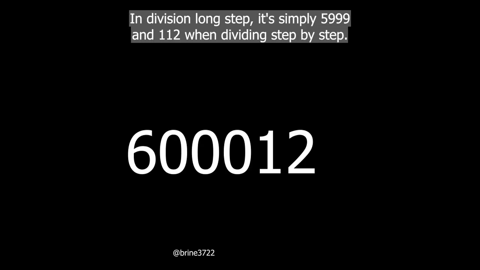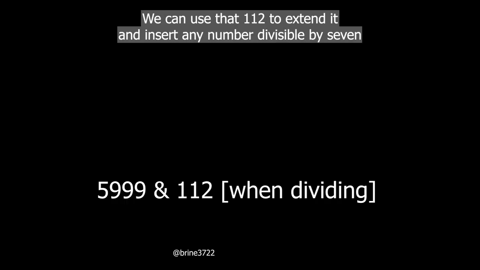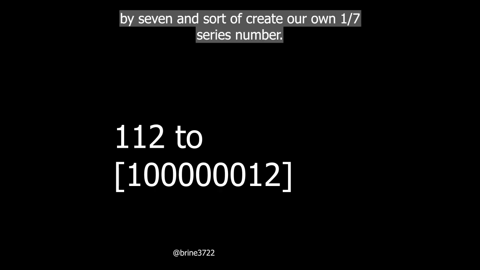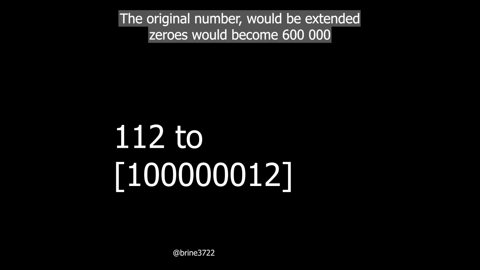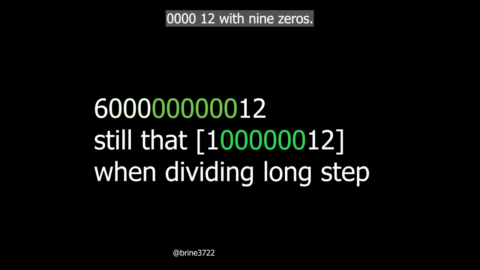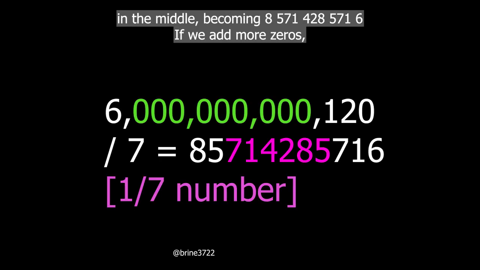In long division, it's simply 85,715 and 112 when dividing step by step. We can use that 112 to extend it and insert any number divisible by 7 to create a number that is still divisible by 7 and sort of create our own 1 over 7 series number. The original number with the extended zeros would become 6,000,000,000,012 with 9 zeros. And when dividing that by 7, we get our 1 over 7 number in the middle becoming 8,571,428,571, then 6.